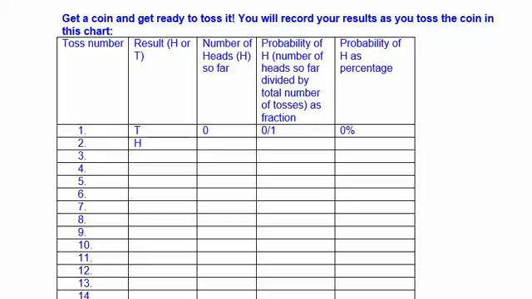There are online applets where you can simulate tossing a coin, and instead of actually tossing a coin, you can just click on a button, but I don't think it saves you too much time.